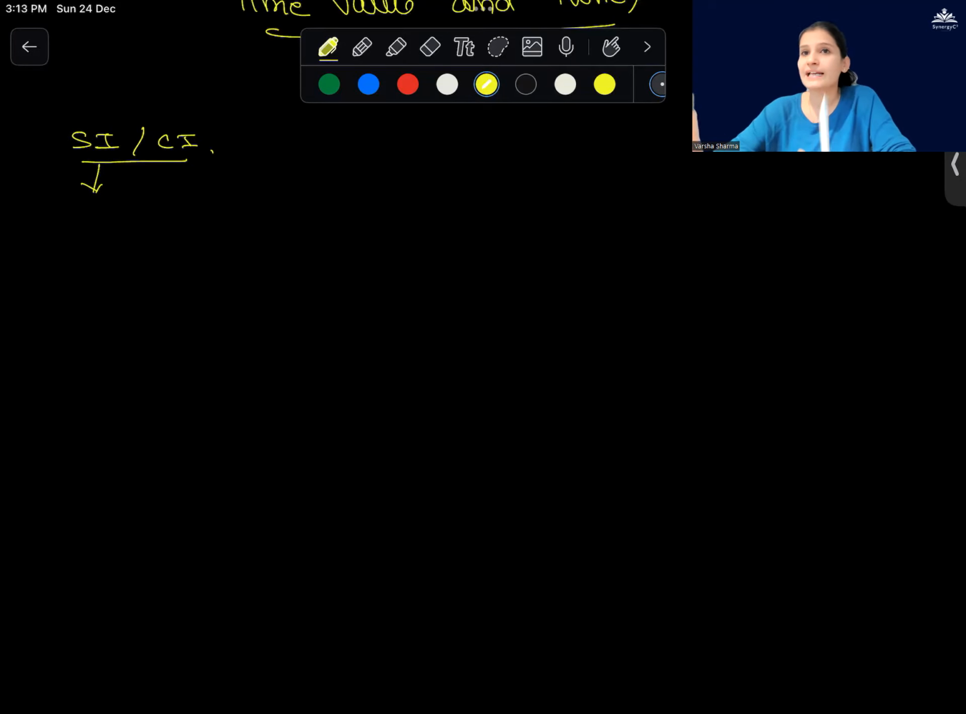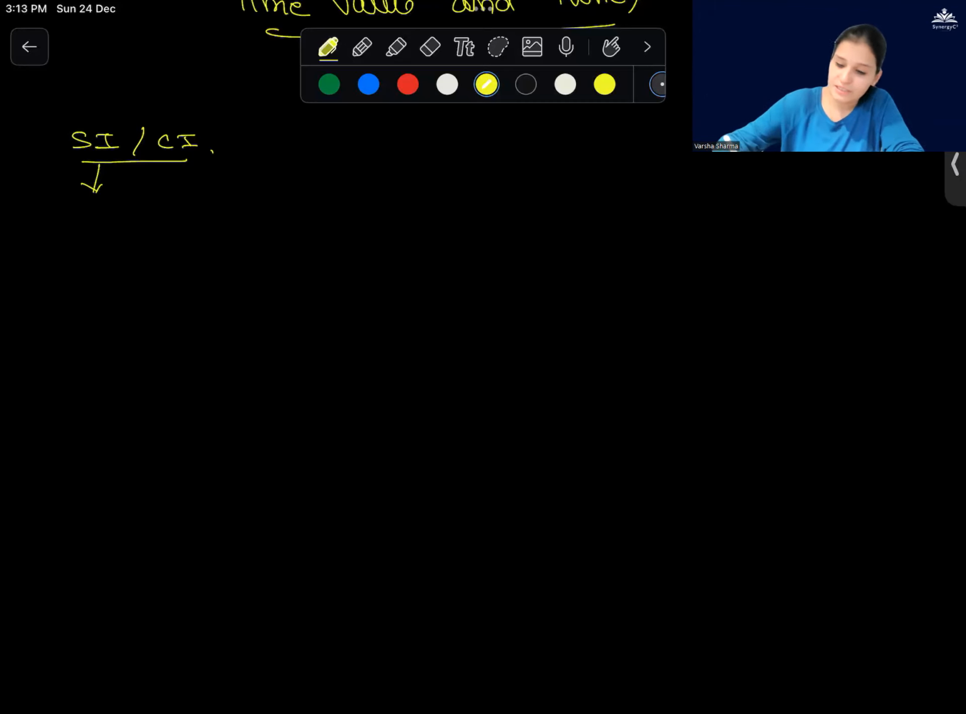So for the first year, SI and CI are the same. But from the second year, the interest will not be only on the principal; the interest will also be calculated on the interest of the first year when I'm calculating it for the second year. When I'm calculating the compound interest for the third year, I'm going to impose the interest on the principal as well as the interest that I have got in the previous years, in the previous installments.